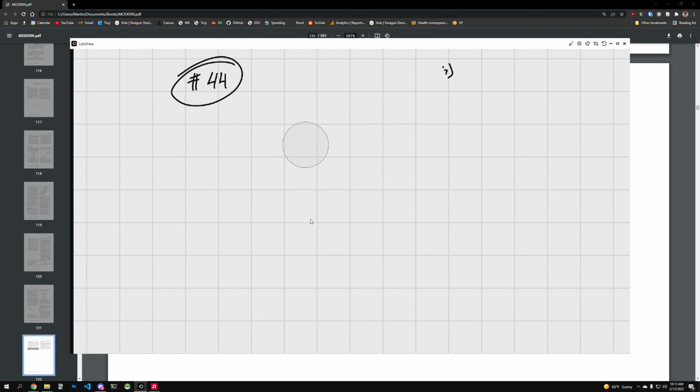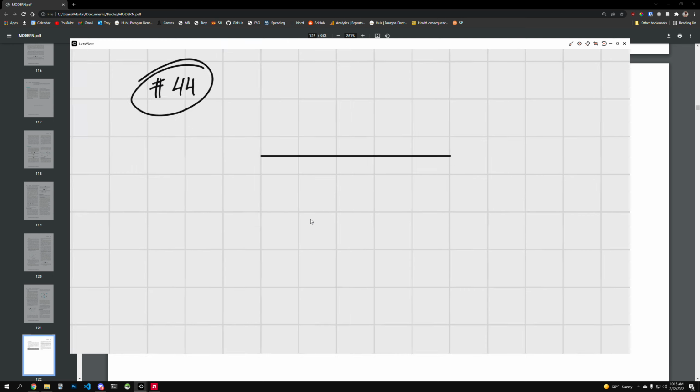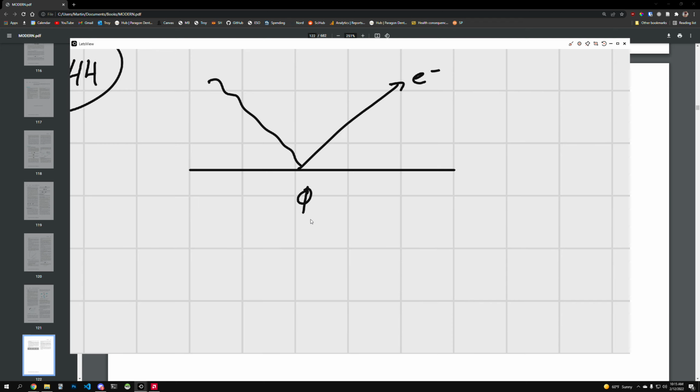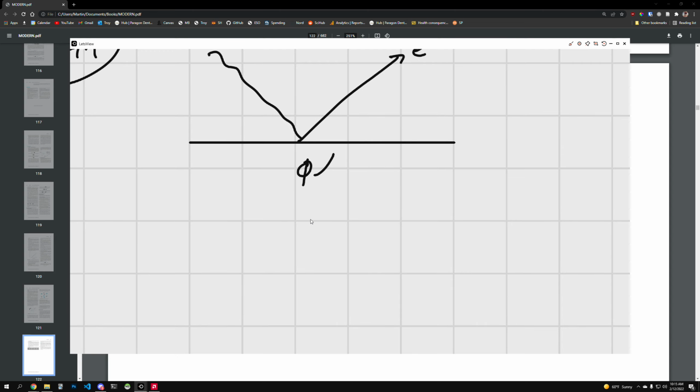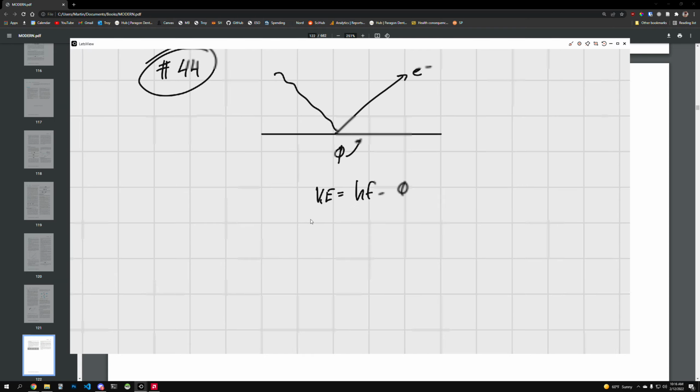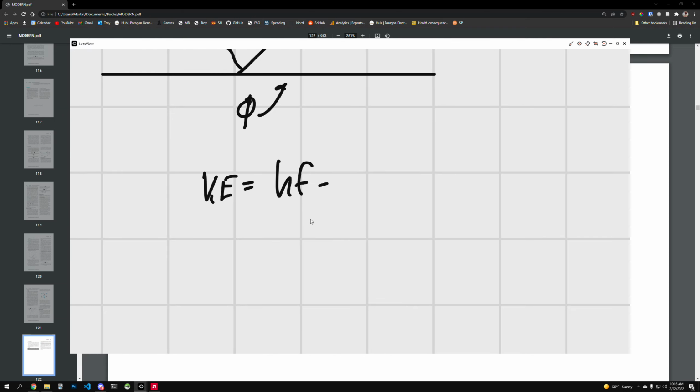We have a work function. So we have our light, we have our electron, we have a work function. And so depending on what the work function of this metal is, then we know the minimum amount of frequency that's required to actually create the ejection of the electron.